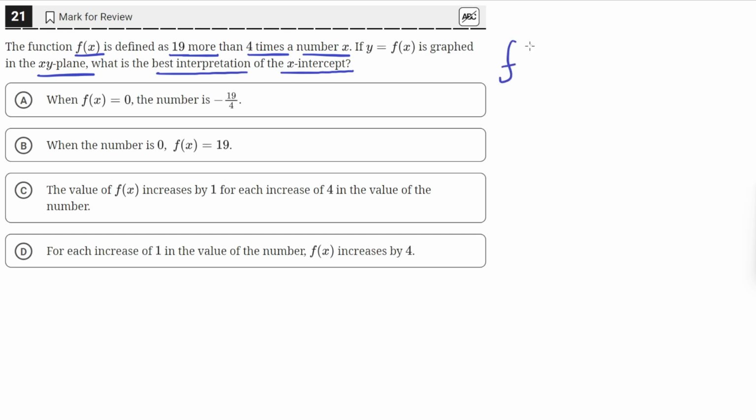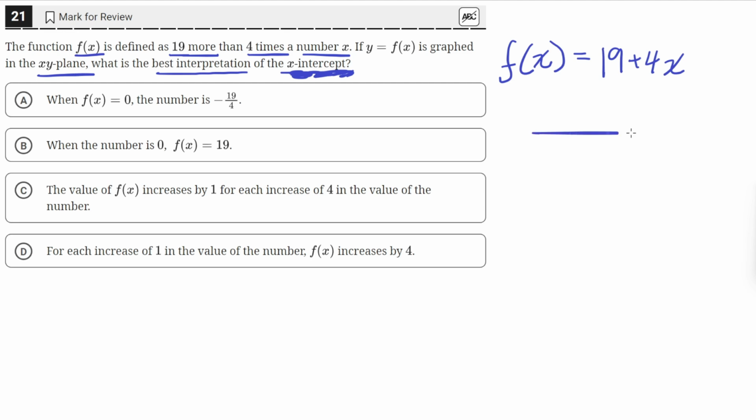So this function f of x is defined as 19 more than 4 times a number. So we have 19 plus 4 times a number x. So 19 more than 4 times a number. So this is our function f of x, and we need to find the interpretation of the x-intercept.